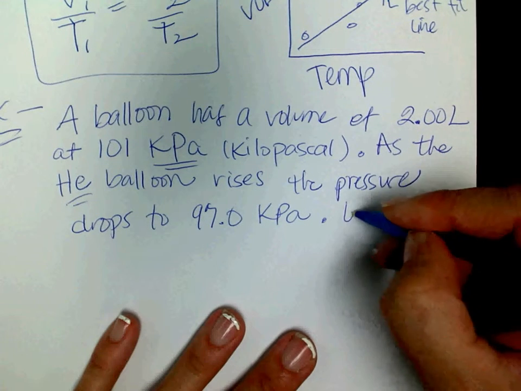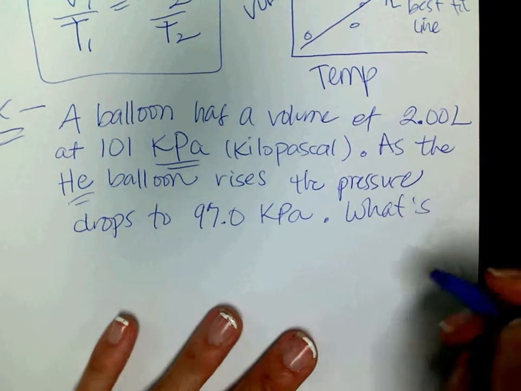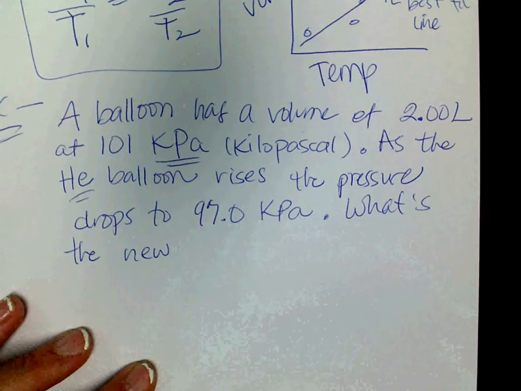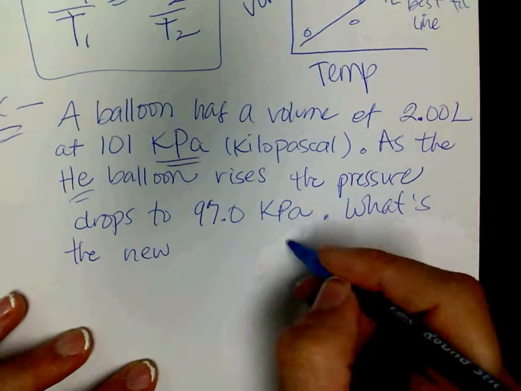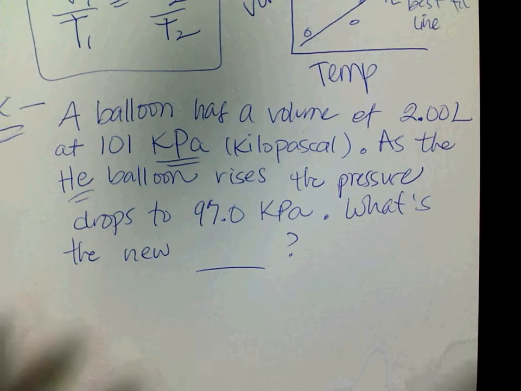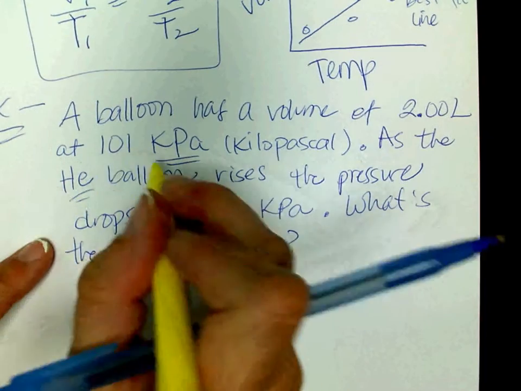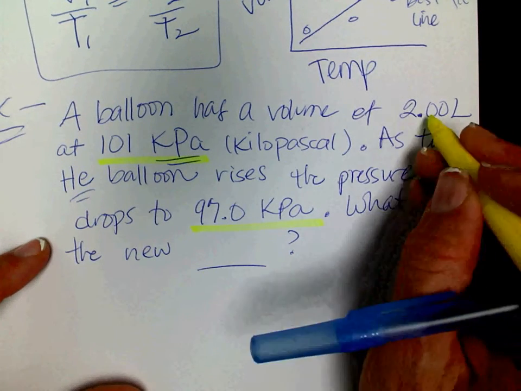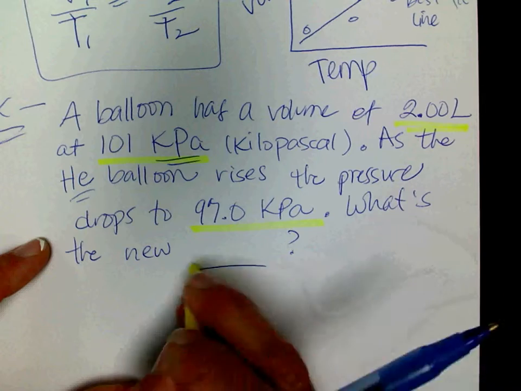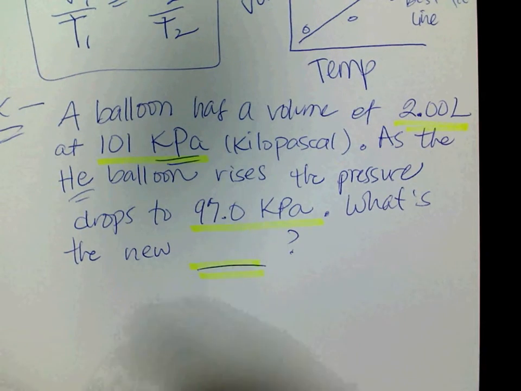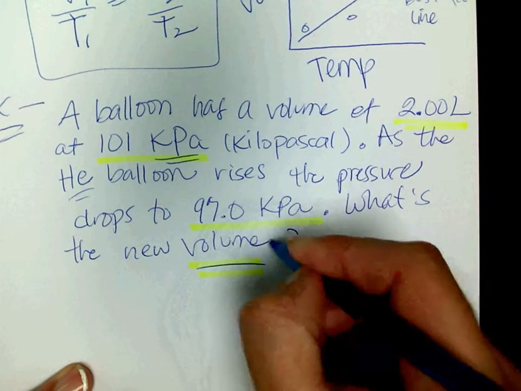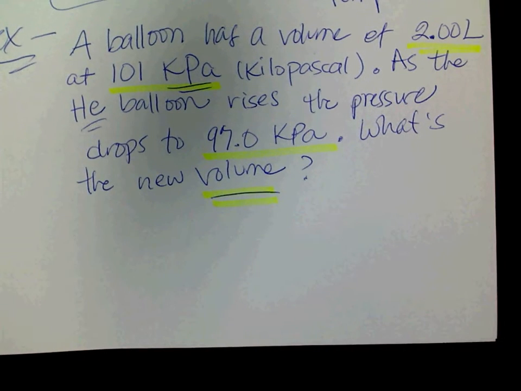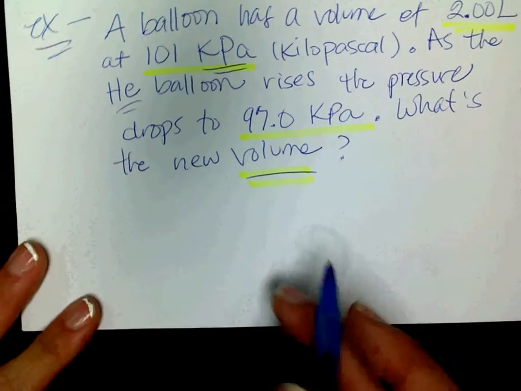What do you think I want to know? I want to know the new what? Volume, pressure, temperature. They gave me an original pressure and a final pressure. They gave me an original volume. They probably want to know the final volume, right? All right, here we go. We're going to set this up just like we did on the last one, and then we'll be ready for tomorrow.